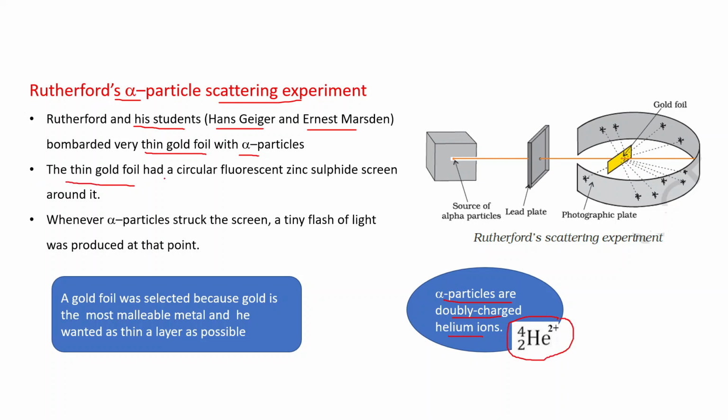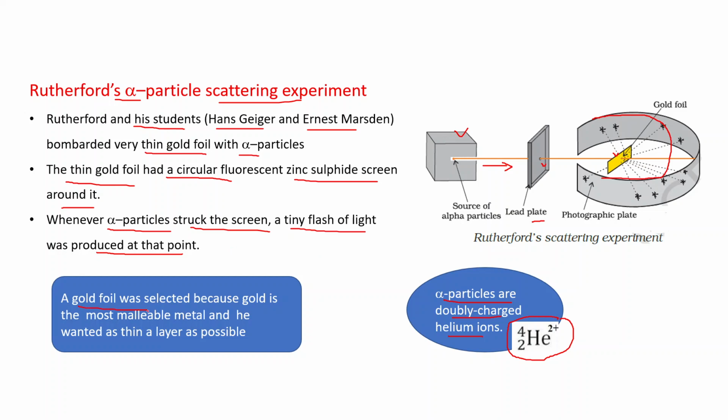The thin gold foil had a circular fluorescent zinc sulfide screen around it. Whenever alpha particles struck the screen, a tiny flash of light was produced at that point. You can see the setup of this experiment. This is the source of alpha particles. This is a beam of alpha particles passing through this hole in the lead plate, striking this gold foil, and this is the circular fluorescent zinc sulfide screen.